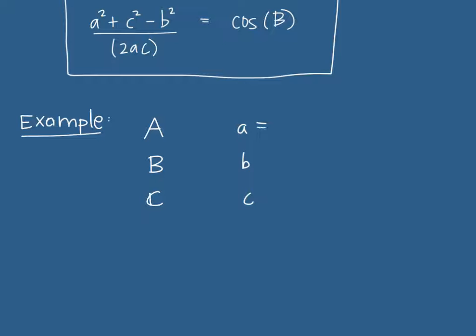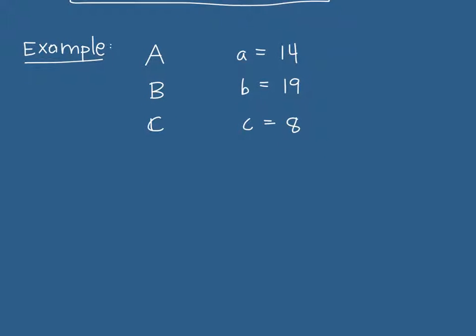And I'm going to say that we are given the three parts that are the following: 14, 19, and 8. So we are not given a pair of any kind. Therefore, we need to use the law of cosines. It's really your choice. Any one of the laws will work.